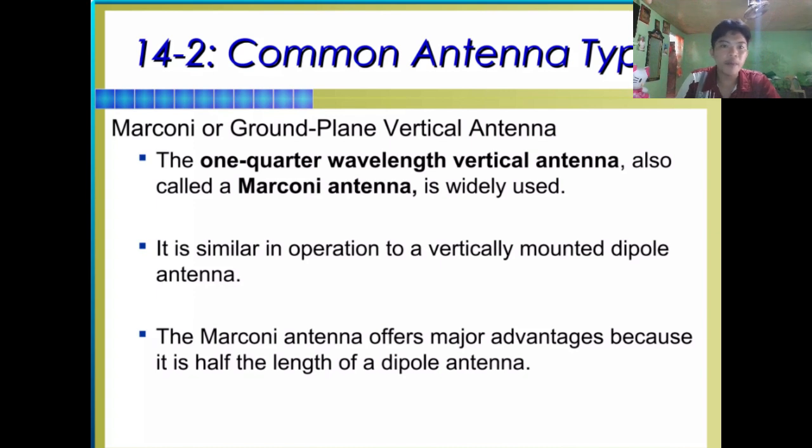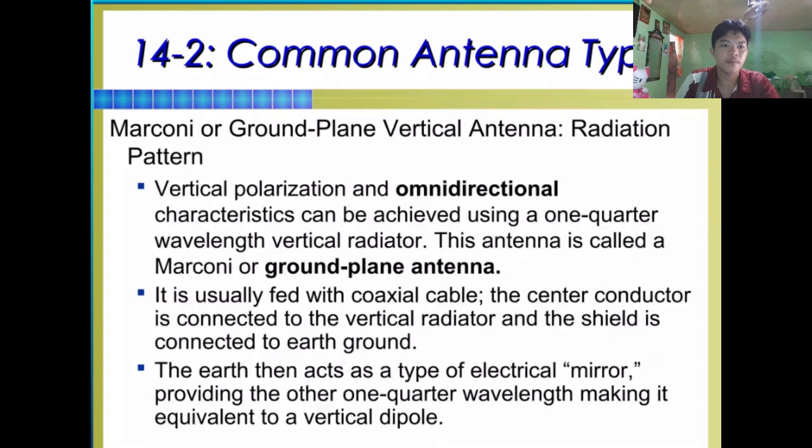Grounded ground plane vertical antenna. The 1/4 wavelength vertical antenna, also called a Marconi antenna, is widely used. It is similar in operation to a vertically mounted dipole antenna. The Marconi antenna offers major advantages because it is half the length of the dipole antenna. Vertical polarization and omnidirectional characteristic can be achieved using a 1/4 wavelength vertical radiator. This antenna is called a Marconi or ground plane antenna.